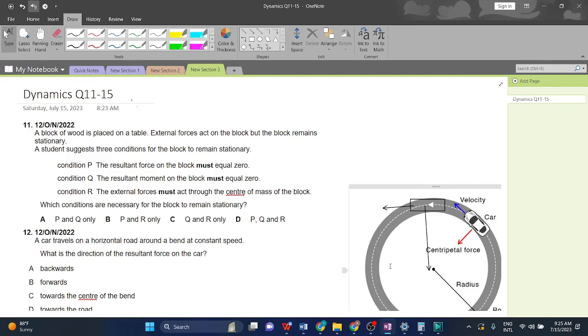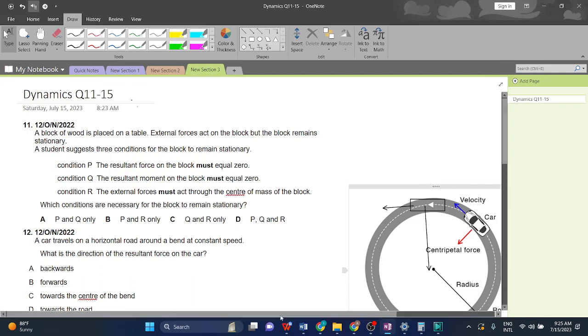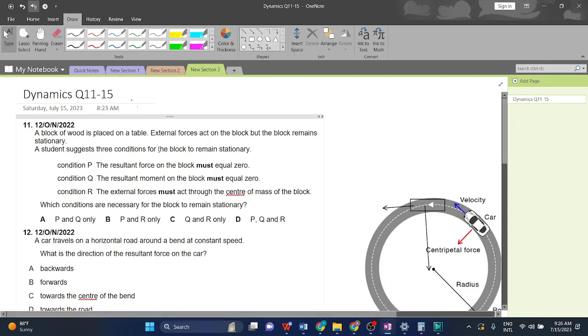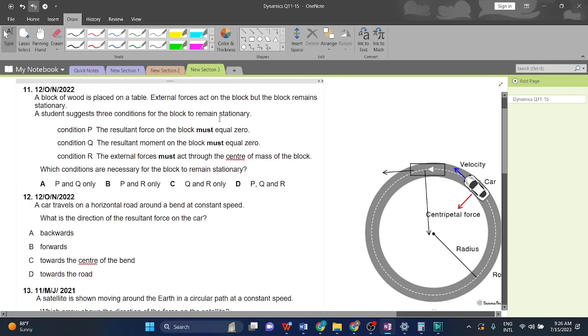Condition P. The resultant force on the block must equal zero. Accha, this is a right condition for the block to stay stationary. Because if there is a resultant force, there must be acceleration, and acceleration will lead to a gain in speed, right? So the block will no longer be stationary if there is a resultant force. So P is the right answer.